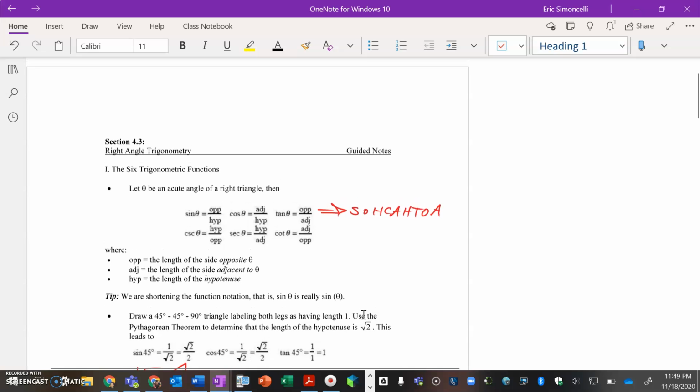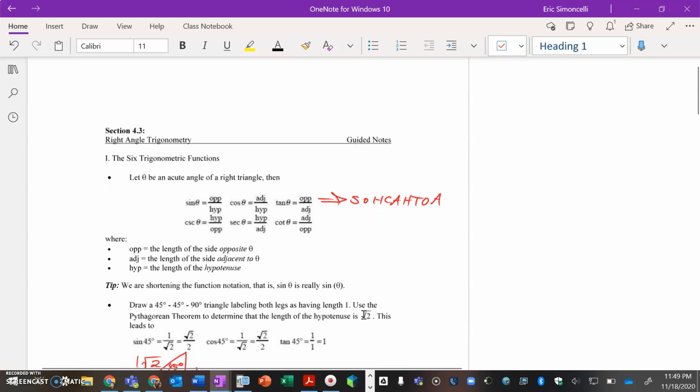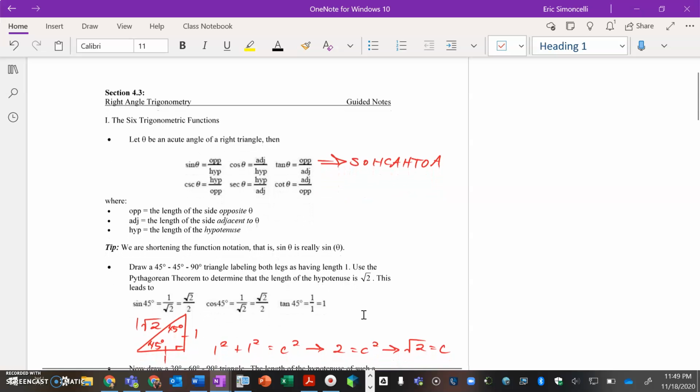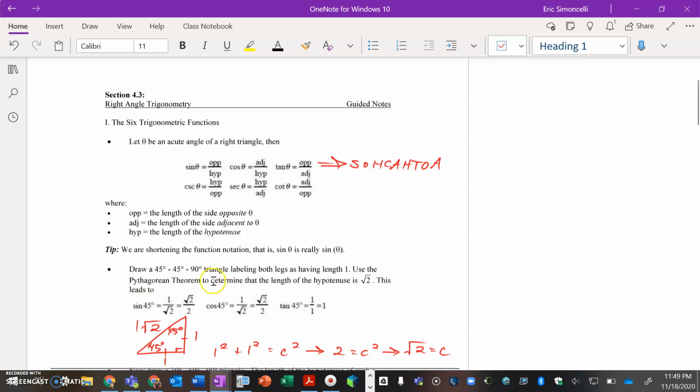Okay, so we're going to take a look at some quick pictures here, which are mainly review, not just from Algebra 2 but from geometry. A 45-45-90 right triangle can be drawn, labeling both legs as having a length of 1. Use the Pythagorean theorem to determine that the length of the hypotenuse is the square root of 2. And this leads to the following: the sine of 45, so pick one of these two angles on this 45-45-90 right triangle, which also just so happens to be isosceles. Pick this 45-degree angle, so we have opposite over hypotenuse, 1 over root 2.